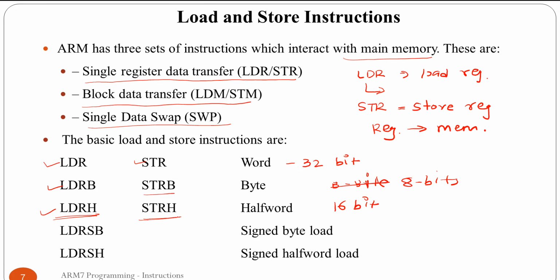Then we have the sign byte load instruction, which can be used to load only a register. So load register sign byte, and next is load register sign half word. Sign byte means 8 bits, half word means 16 bits. Now these two operations we can perform only with the LDR instruction.